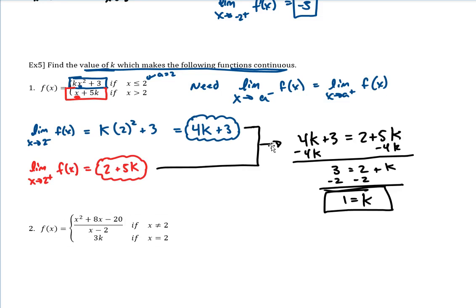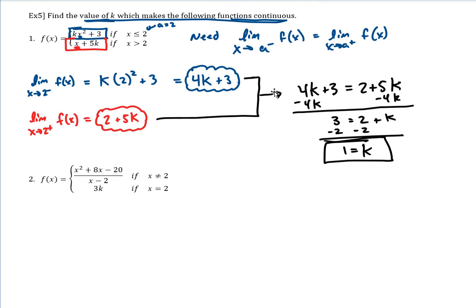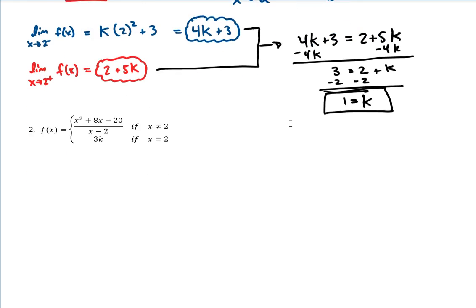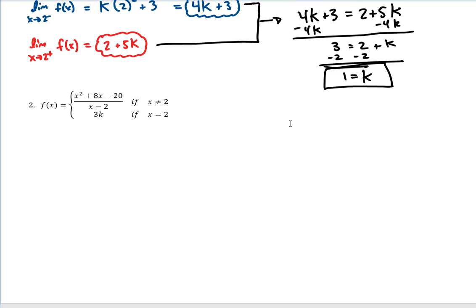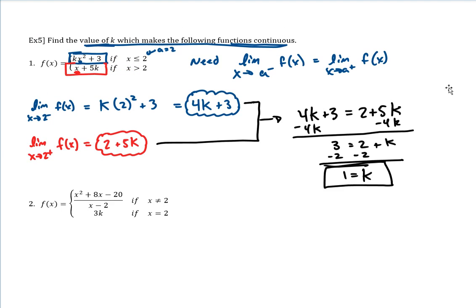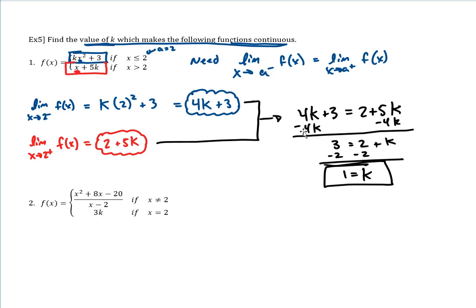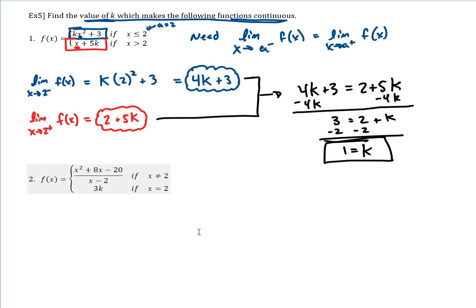So that's all you have to do for these k ones. If you wanted to try it on this one, go for it. I'm going to work on it now. You could pause it if you need to, finish it, and fast forward to check. It's the same scenario where I need to set the limit from the left equal to the limit from the right. This one's slightly different because of the not equals.